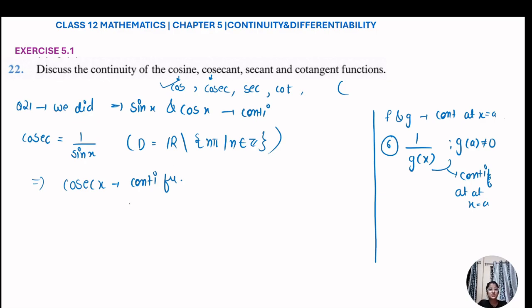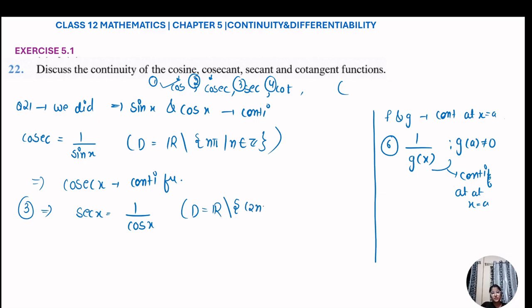Similarly, I don't think there is a need to tell you about all, but this is 1, this is 2, this is 3, this is 4. 1 and 2 are done. Now if I try 3, I just write the form. So we know that sec x is nothing but 1 upon cos x. And we know that cos x is continuous in all its domain, but here as it is 1 upon cos x, we have to find its domain. So its domain will be all those points in the reals where cos is not 0, that is nothing but R minus (2n plus 1) pi by 2, where n belongs to integers.